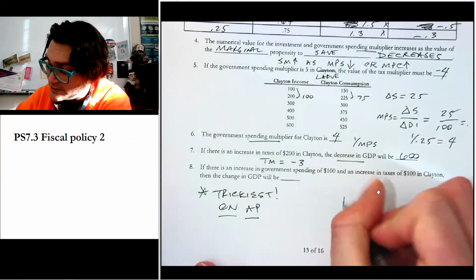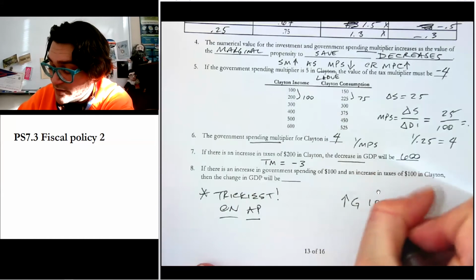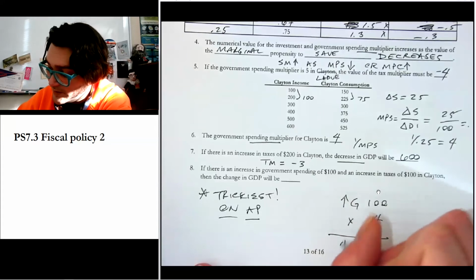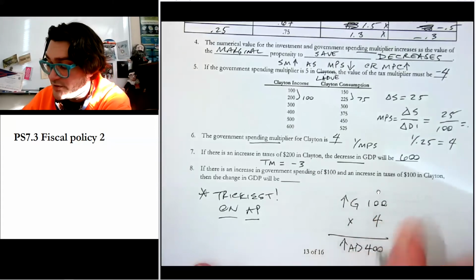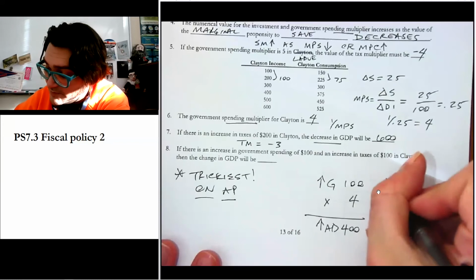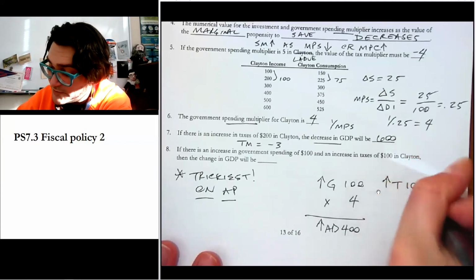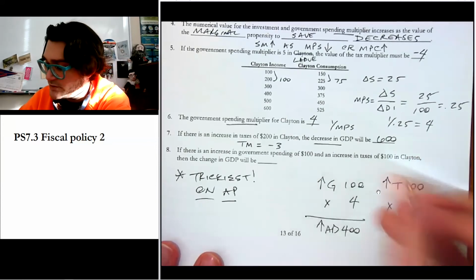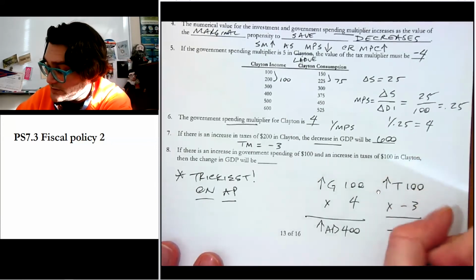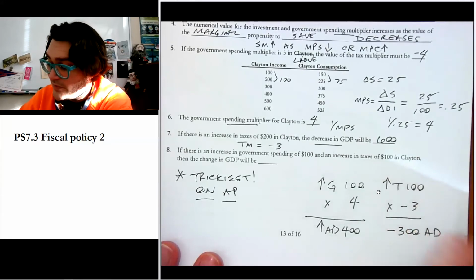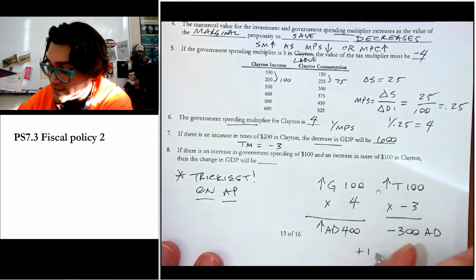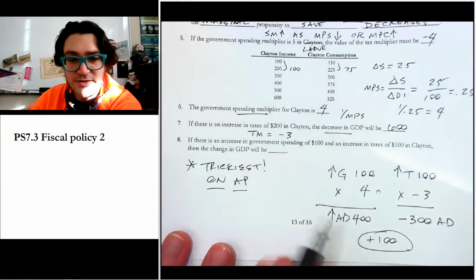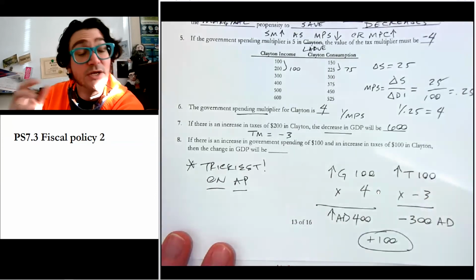If we increase G by 100 and we multiply that by 4, because that's our spending multiplier, we increase aggregate demand by 400, okay? At the same time, we increase taxes by 100. We multiply that by negative 3, because taxes go up by 100, so negative 300 AD. So the overall is positive 100. It does not just cancel itself out, right? The increase in government spending does not just cancel out the increase in taxes.